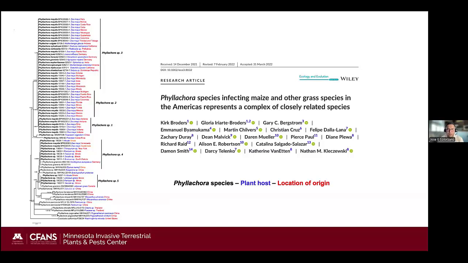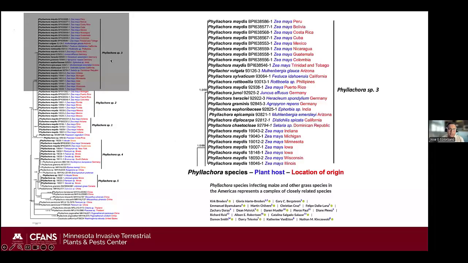From here, they identified that Phyllachora collected from corn and those collected from grasses represent a complex and closely related species. So if we zoom in on this tree, in one of the clusters or groups, we observe that there are different Phyllachora species from different plant hosts from different locations.